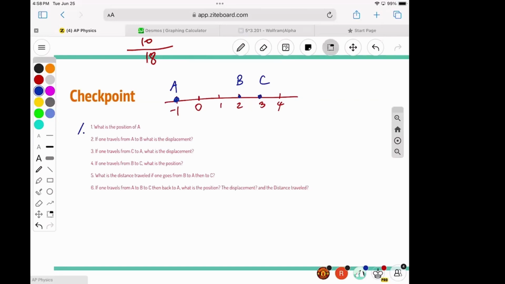Wait, what does it mean when you say what is a position? Like where you're at right now? Yeah, pretty much. Once I finish the motion, where am I at?